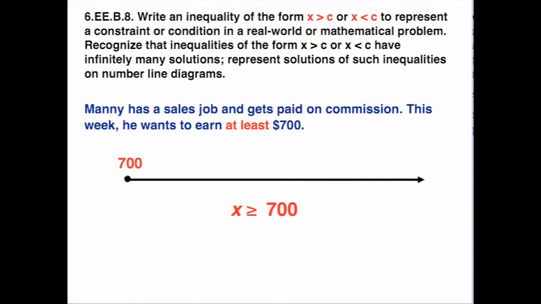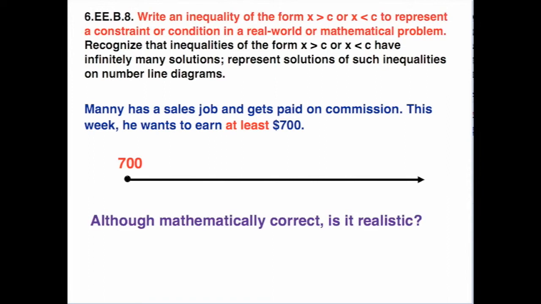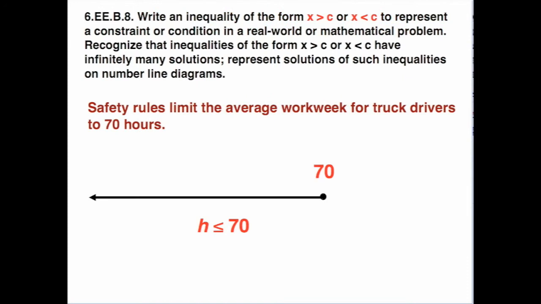Let's go back and look at that first example about Manny and the sales job. Here's our number line diagram, and mathematically that would be x is greater than or equal to 700. Although mathematically correct, is that really realistic? For example, could he really make like $20 million in that week on commission? So it seems a little bit unrealistic for him to be able to make $20 million. Let's look at the second example with the truck drivers.